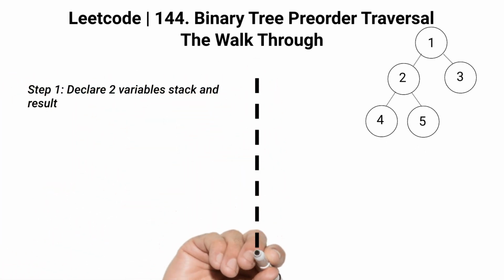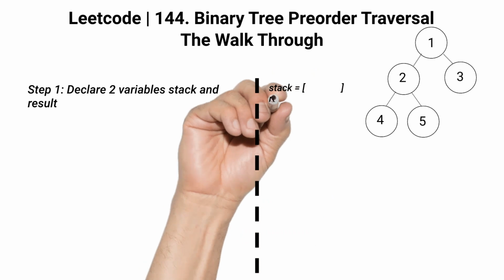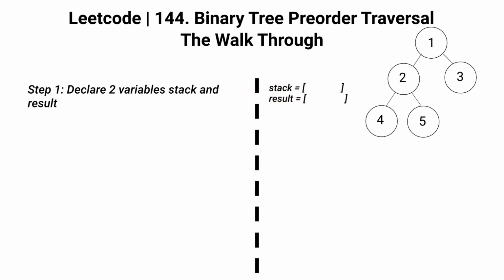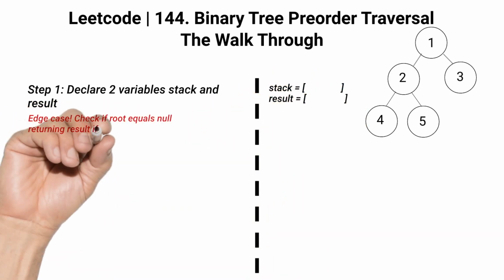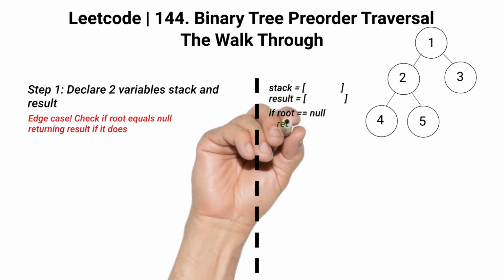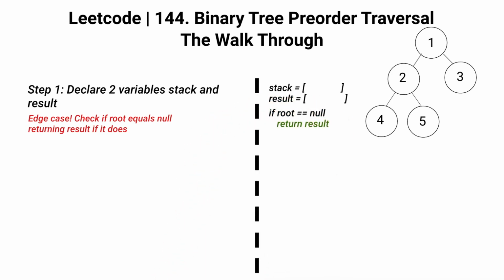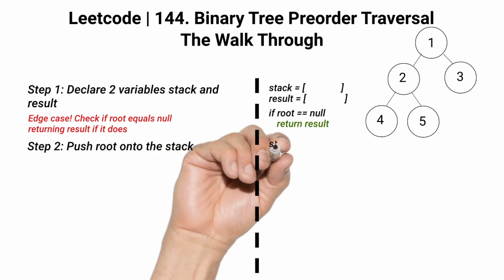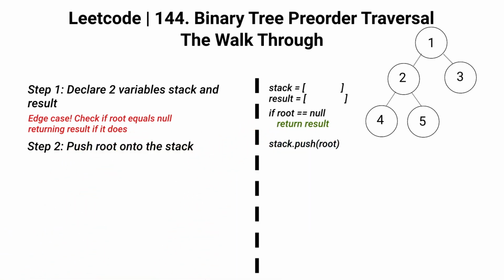Step 1, declare two variables, stack and result. Stack will be an empty stack and result will be an empty array. Handle an edge case, check if the root equals null, returning the result if it does. Step 2, push root onto the stack.